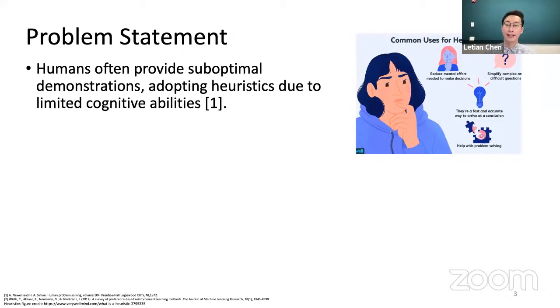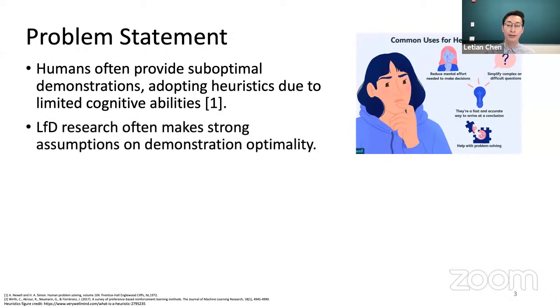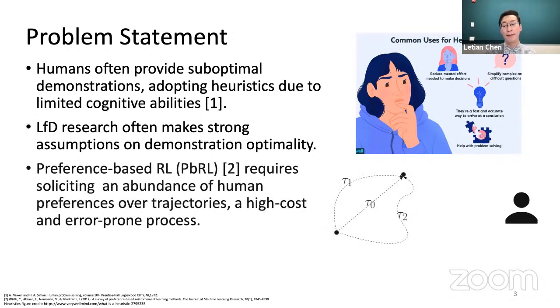This suboptimality is often due to diverse heuristics humans develop to compensate for cognitive limitations. However, LFD research often assumes access to optimal demonstrations and generally cannot do better than the demonstrations, even if they are suboptimal. Preference-based RL bypasses the requirement of optimal demonstrations, but queries humans for preference, which is a cost-intensive process.